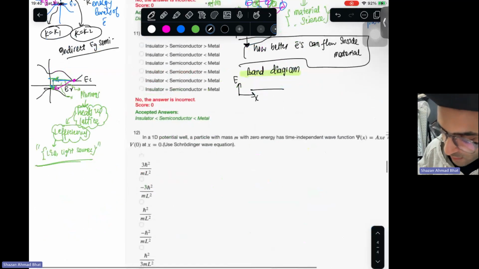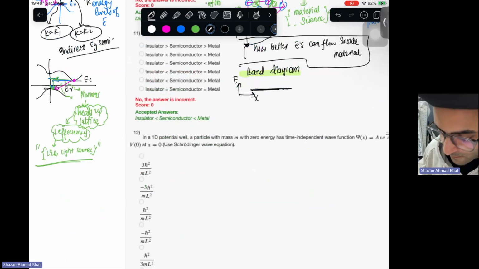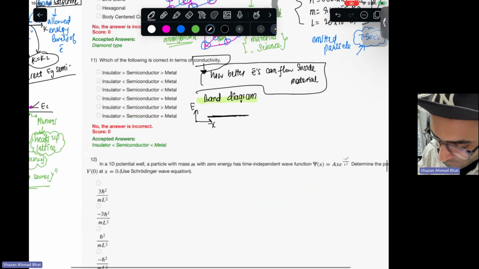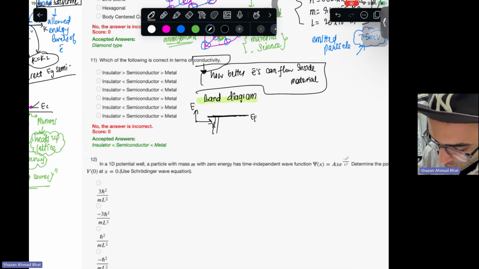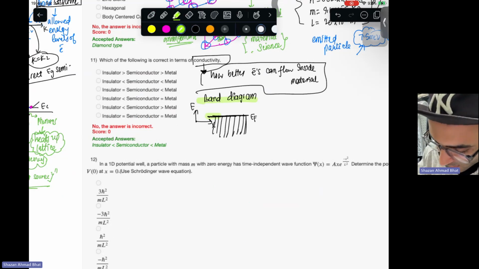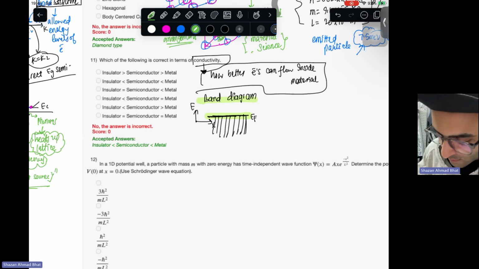And if you consider the metal, for example, then the Fermi level almost lies in the conduction band. The electrons present near this conduction band mostly take part in the conduction process, and there is no energy gap, and the conduction is maximum.